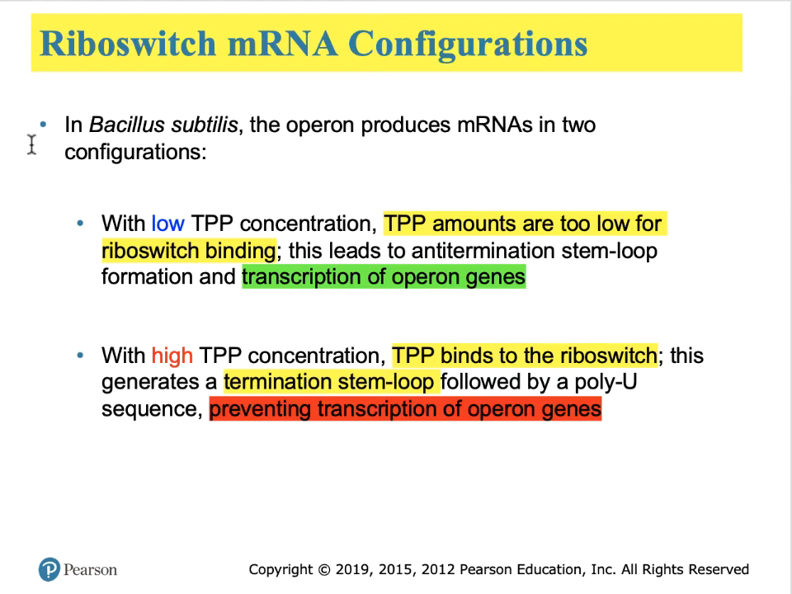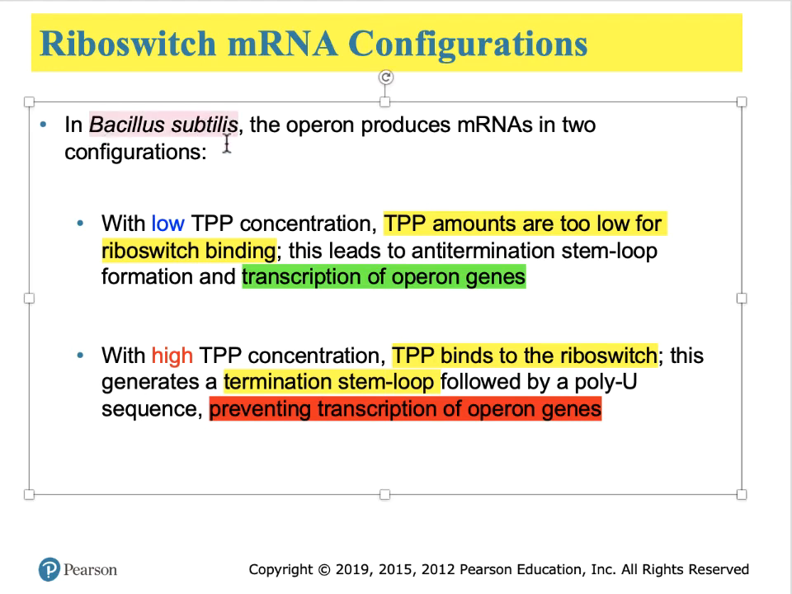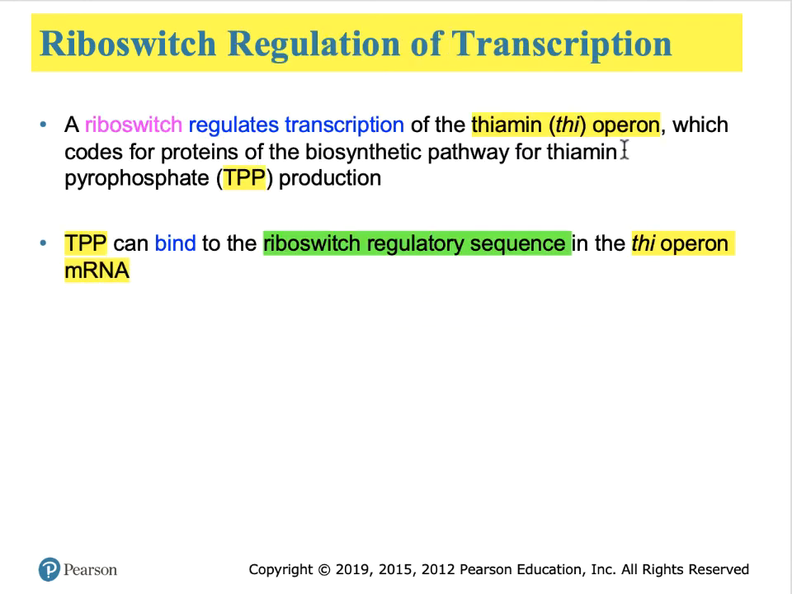So the first example is to do with Bacillus subtilis, a bacteria that has many operons, one of which regulates the production of thiamine pyrophosphate, TPP. One could predict that the end product, the TPP, may have something to do with regulating the operon itself. And indeed, in this case, it does.